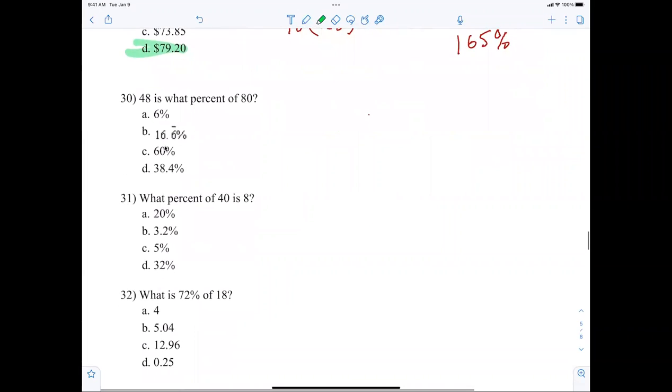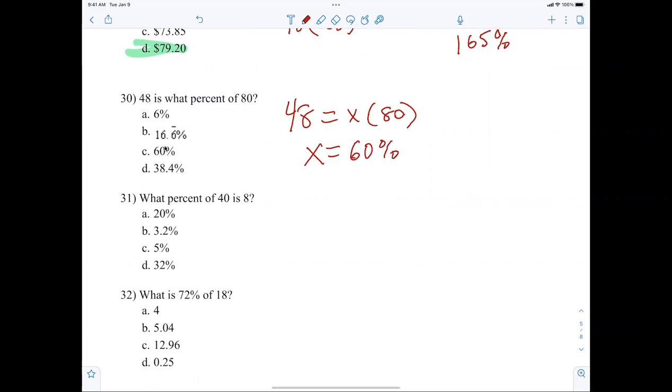All right, here we go. 48 equals X times 80. What do we get? What is it? C. All right, 60%. Anybody else get 60%? Everybody's happy with that? Now, remember, I really only want a response if you don't know, and I really would like to know sooner rather than later. Yes, sir.